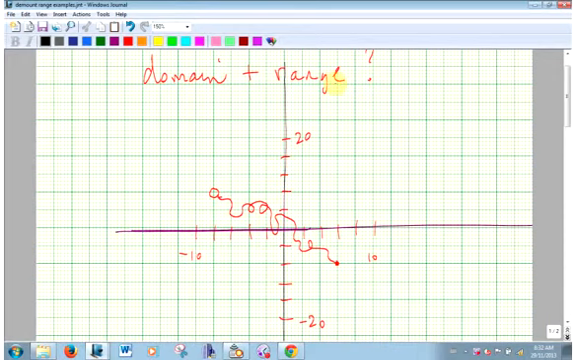So what is domain again? Domain is x values. So when you say domain, x, ask yourself the question, what are the x values of this graph? It goes from what to what?